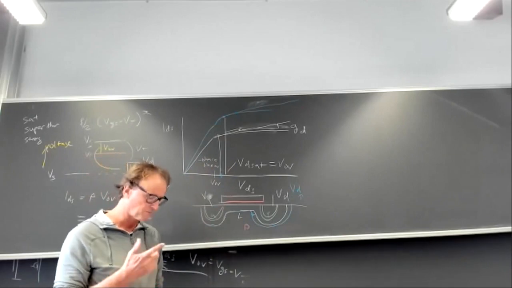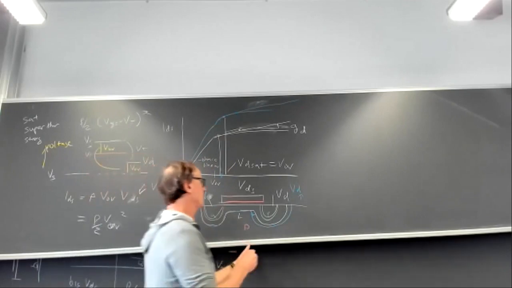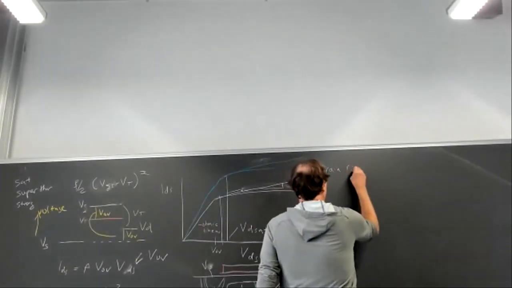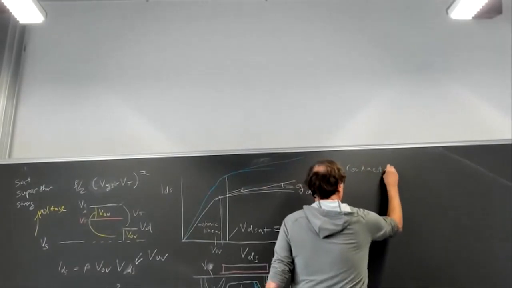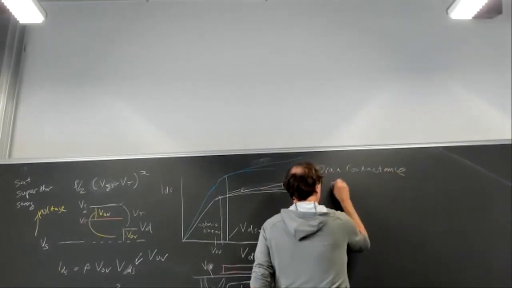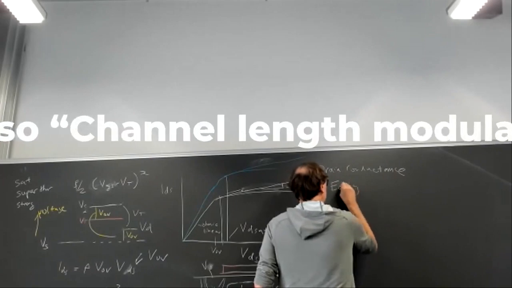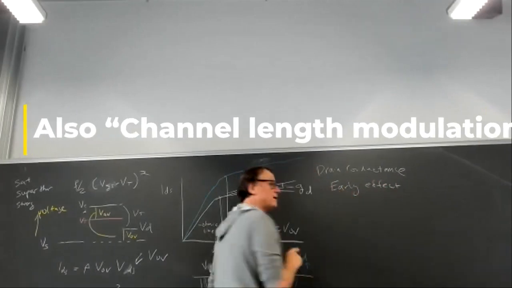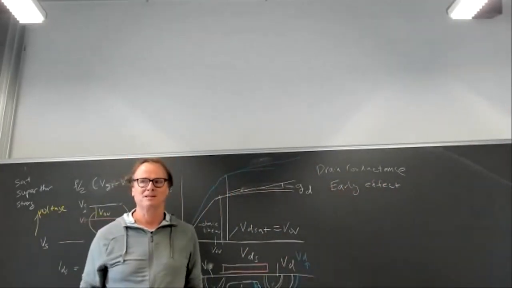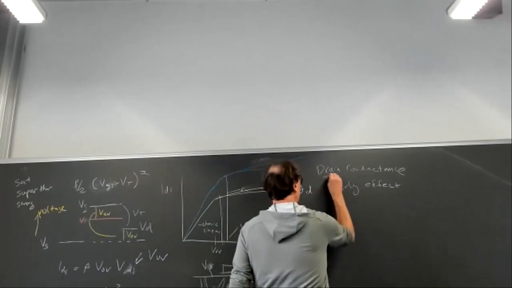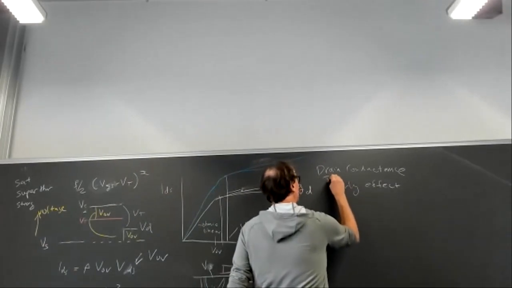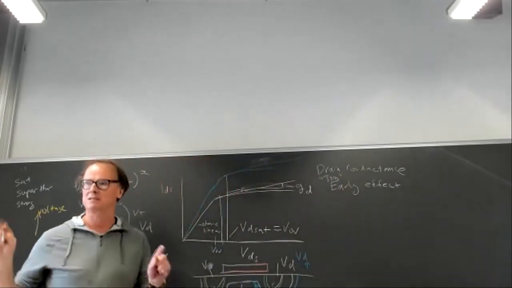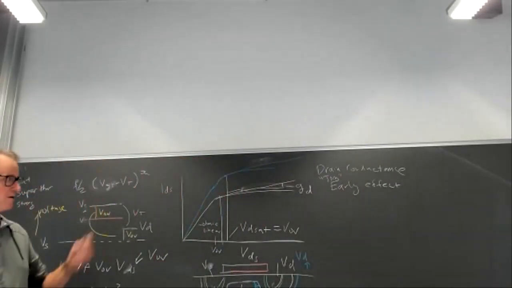This is called drain conductance. I'll write that. And it's also called the Early effect. It's not early because it's like early in the day or something. There was a guy named Jim Early who observed this in bipolar transistors. His family name was actually Early. That's why it's called the Early effect.